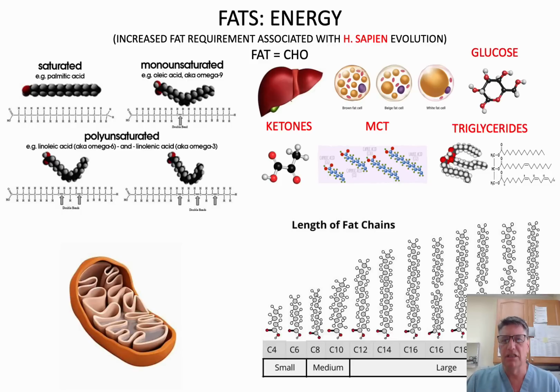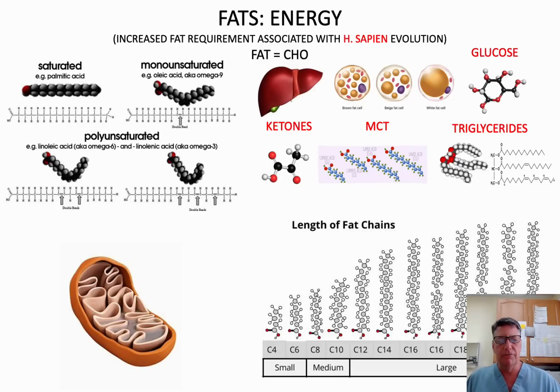We can make ketones in the liver. We can consume and make medium-chain triglycerides. And in the fat cells and in the liver, chronic excessive carbohydrate consumption is turned to triglycerides as the storage molecule of energy fat. So triglycerides represent fat as a source of energy.